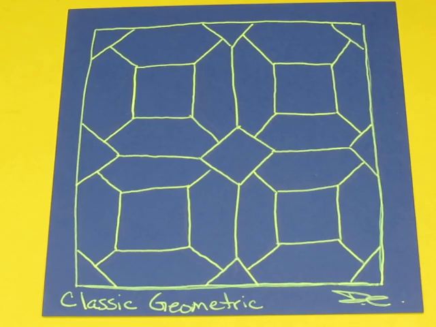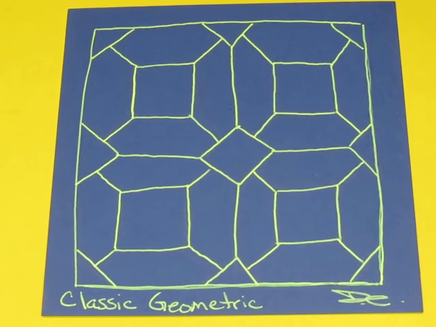But anyway, these number of pictures I have will give me plenty of things to think about as we move into October. Classic geometric. Don't particularly like the name. It's kind of boring in the Tangle world, but it is what it is.